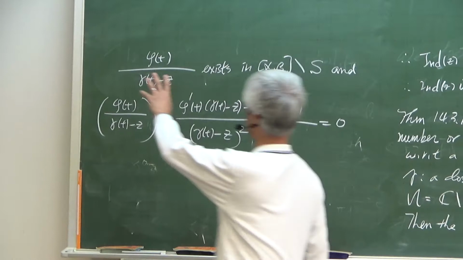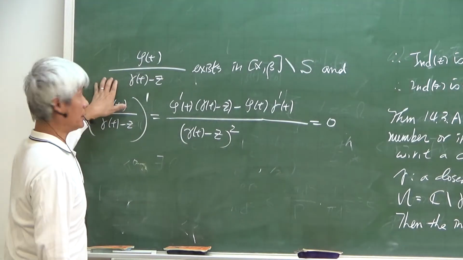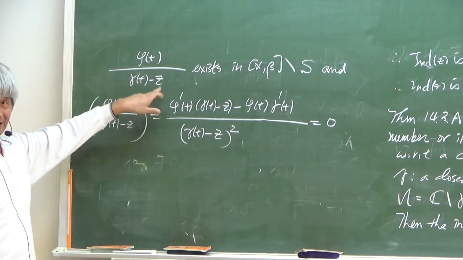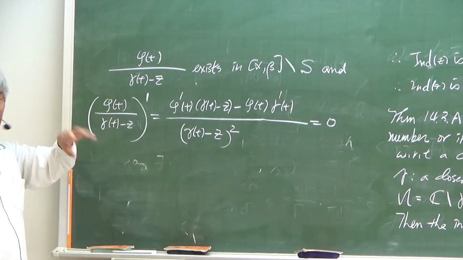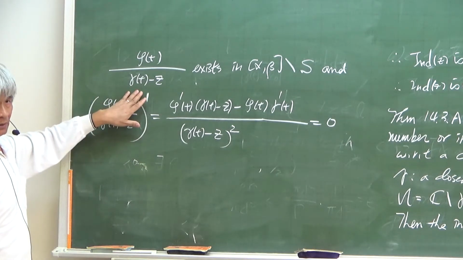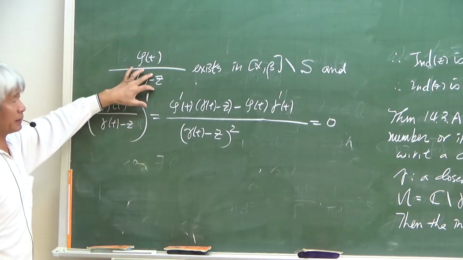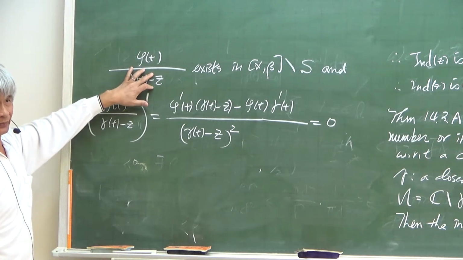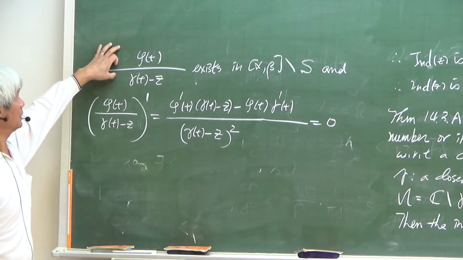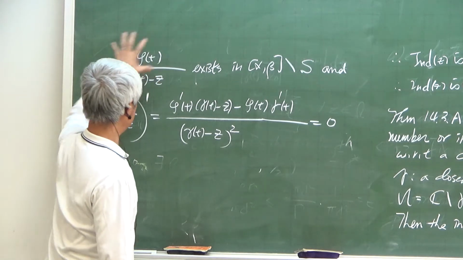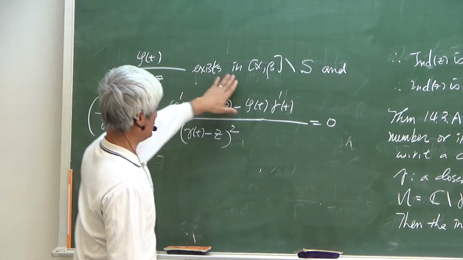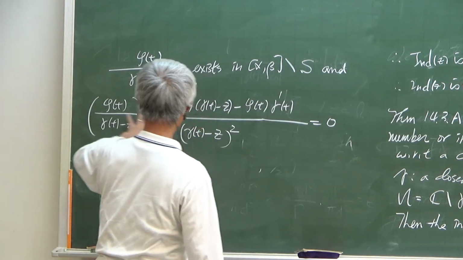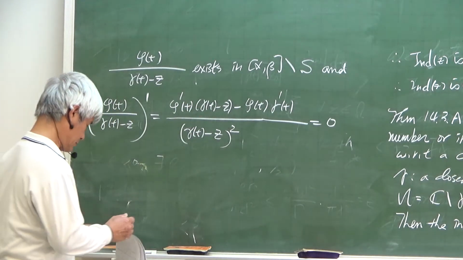So this function is well defined, because z is in the complement of gamma star, so the denominator is not 0. Its derivative exists in this set, and we find that it's 0.